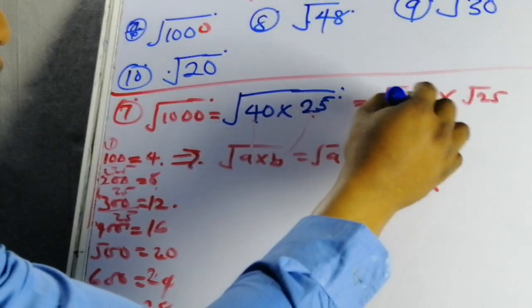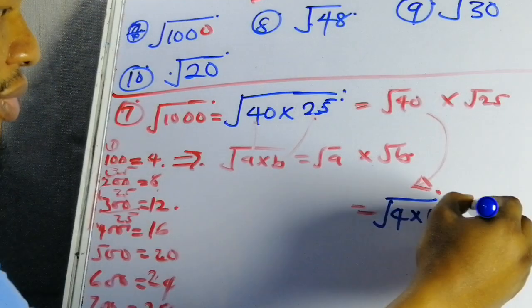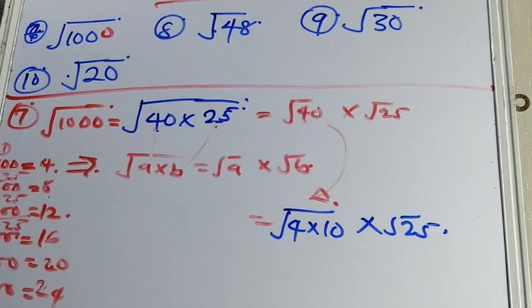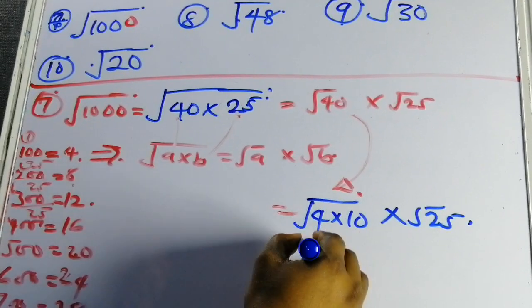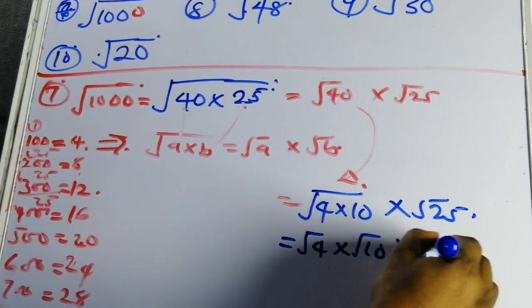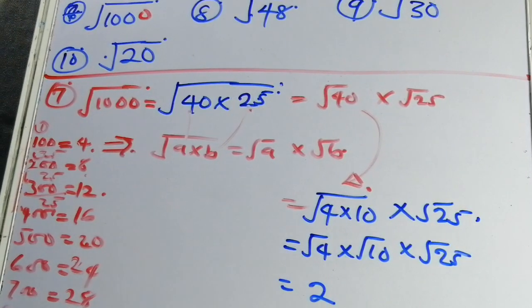We can still break this 40 into 4 times 10, times root 25. From here I can split this into root 4 times root 10 times root 25. What's the square root of 4? The square root of 4 is 2.